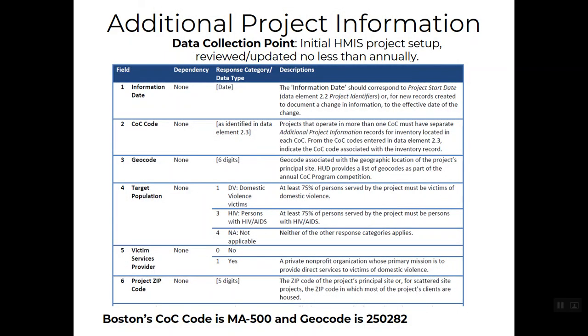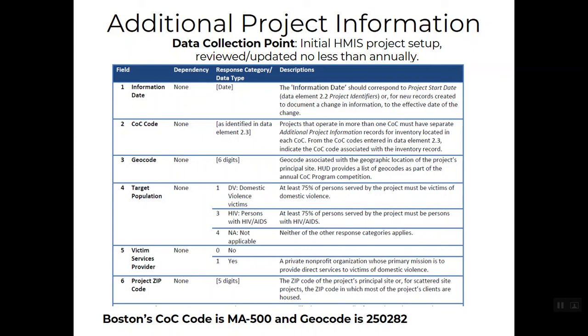Some additional project information. Again, the COC code is MA-500. The geo code is a specific code that associates your project geographically within the city of Boston. Boston's geo code is 250282. This is important and gets reported during the housing inventory chart phase.